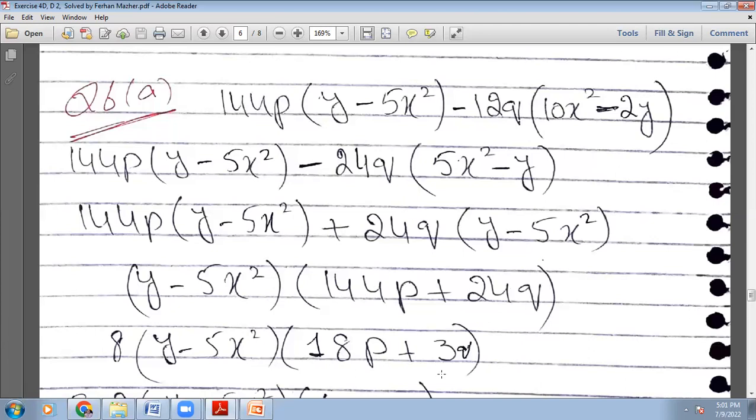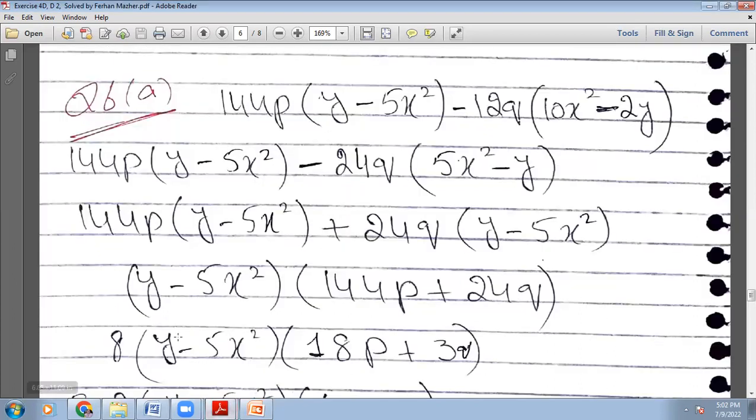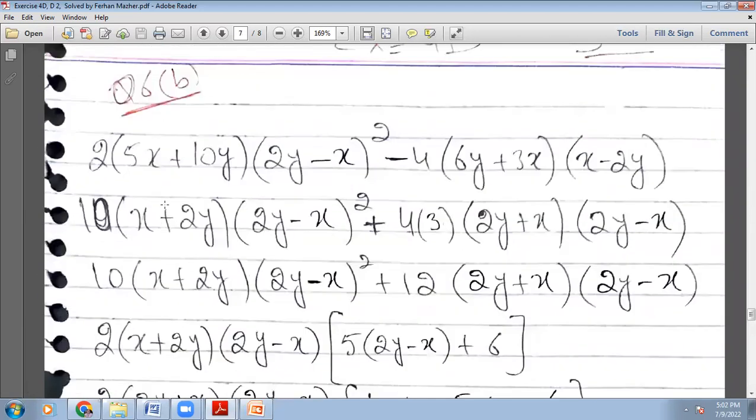A little tricky question. It's an advanced level question. Okay, now you see we have question number 6 and its B part. It says 2 bracket 5x plus 10y bracket close bracket 2y minus x bracket close whole square minus 4 bracket 6y plus 3x bracket close bracket start x minus 2y bracket close. Okay, so let me show you how this is done. Question number 6, B part.